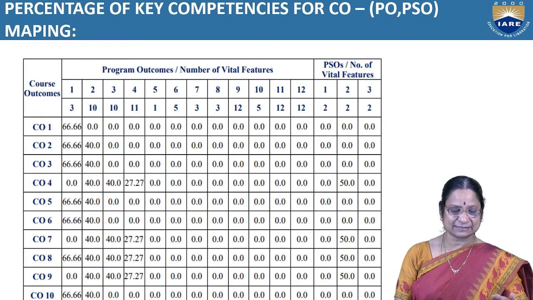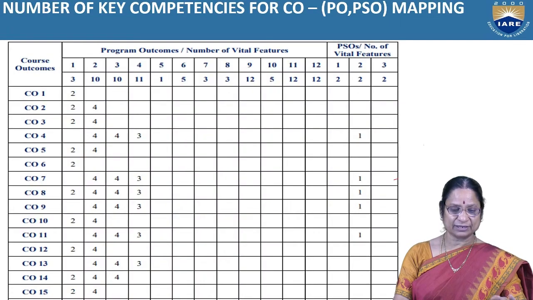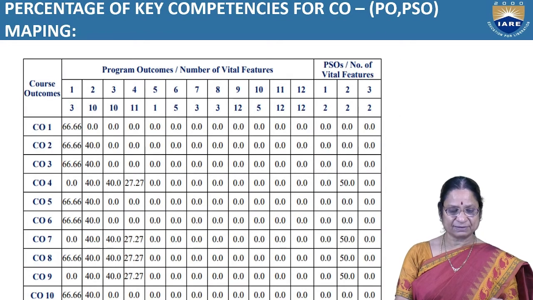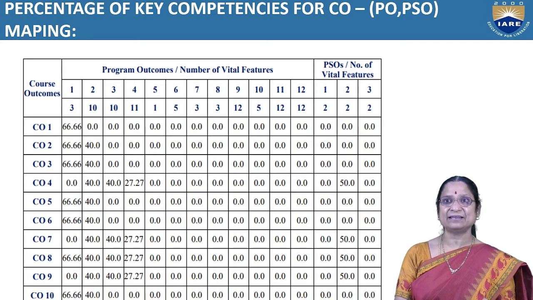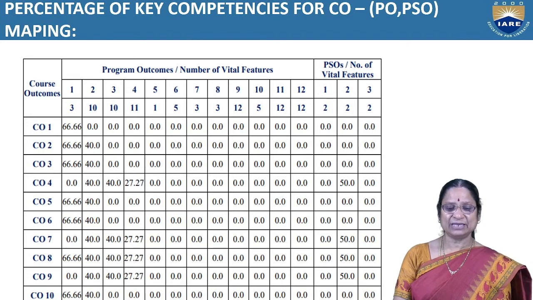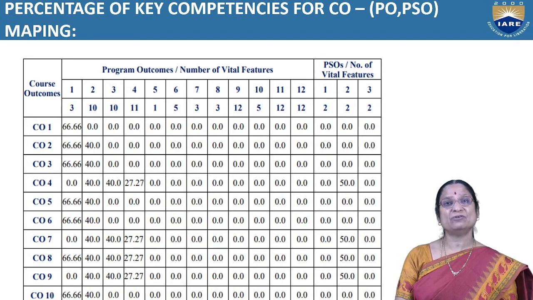You observe 66 here, 66 and 40. Here 2 features and 4. 2 and 4 again same. 4, 4, 3. So 4, 4, 3 means 40, 40. 3 means 11, no. So 27.7 is there. Like that we will find the percentage of key competencies for CO-PO mapping.